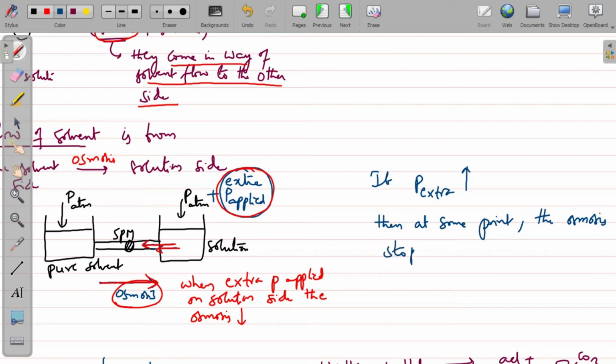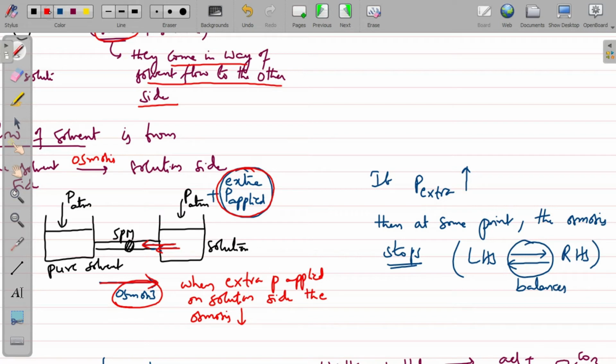What is the meaning of osmosis stops? There is no net flow from left to right. That means whatever flow is there from the LHS side to the RHS side is balanced by the flow from the RHS side to the LHS side. These both are balanced. That's why there is no net flow from one side to the other. Therefore, I say that osmosis is stopped, ceases.